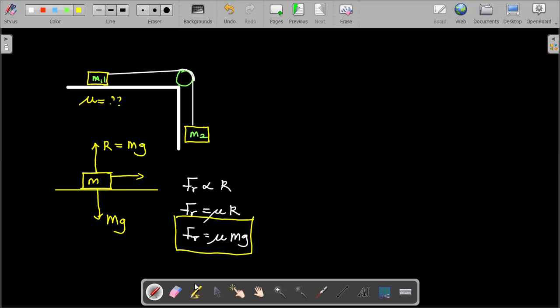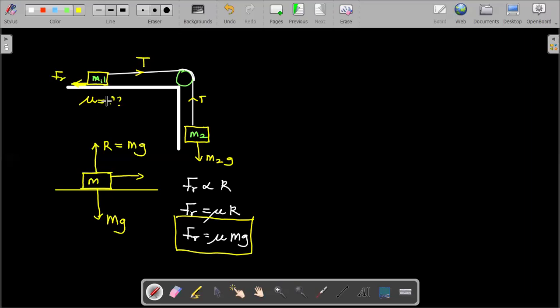let's come back to this part. Of course, this M2 is going to experience a downward force, a downward weight, which is M2 multiplied by gravity. Then we are going to have a tension T, which will be equal to the tension in this string, since it is an inextensible string and there's no friction imposed by the pulley. Also, we are going to experience some frictional force due to the roughness of the table.